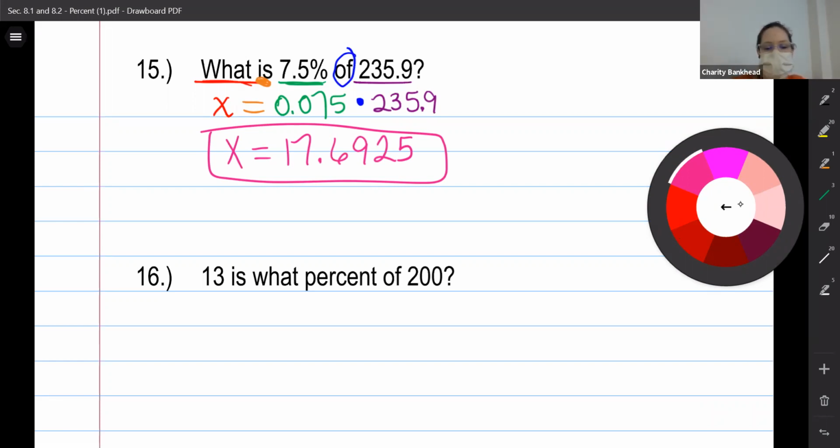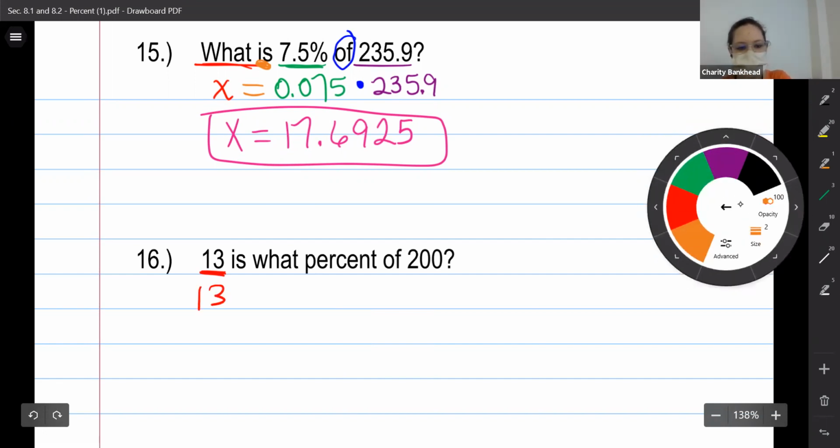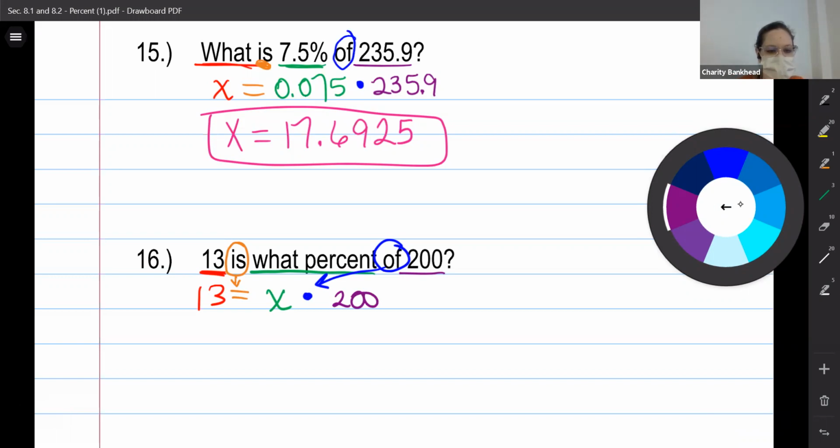All right, number 16 says 13 is what percent of 200? I'm just going to translate this directly into an equation. So 13 is, so equals, what percent? For that, I'm just going to put x. Of means times 200. So the equation is 13 equals x times 200.